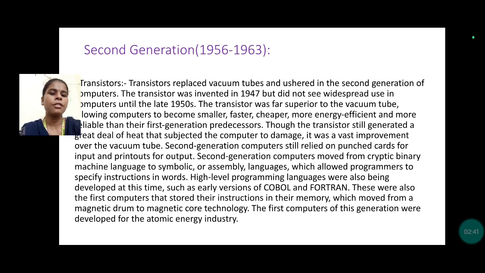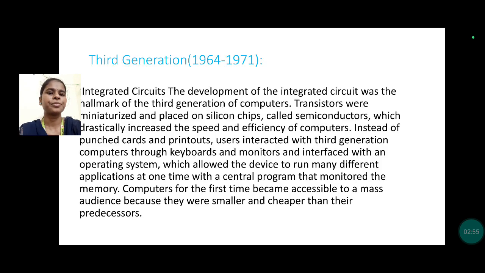These were also the first computers that stored their instructions in their memory, which moved from a magnetic drum to magnetic core technology. The first computers of this generation were developed for the atomic energy industry.